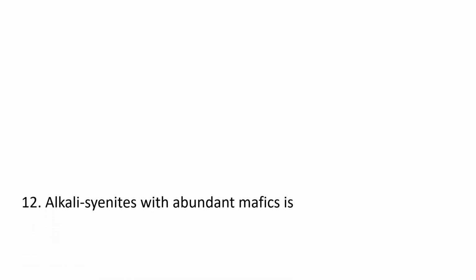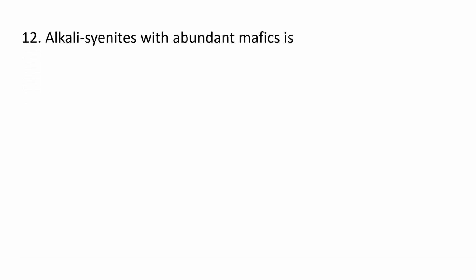Next question. Alkali syenites with abundant mafics is A. Monzonite, B. Pulaskite, C. Shonkinite, and D. Nordmarkite. Alkali syenites with abundant mafics is C. Shonkinite is the correct answer.